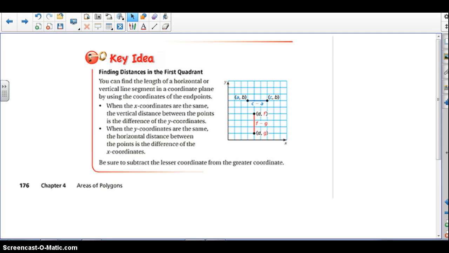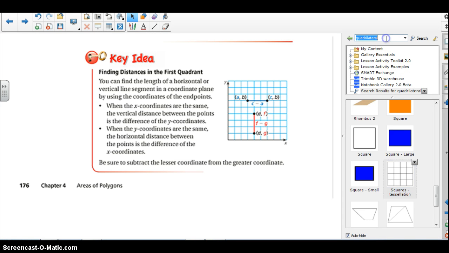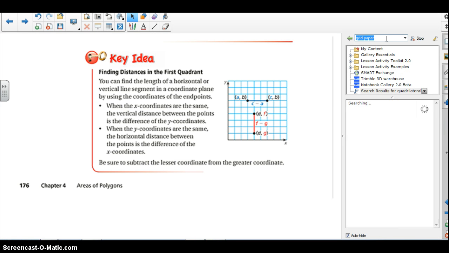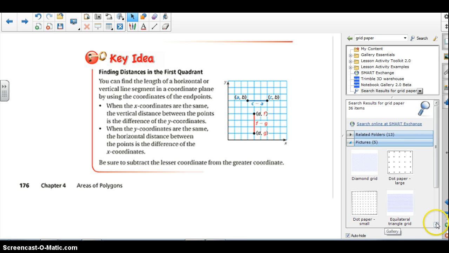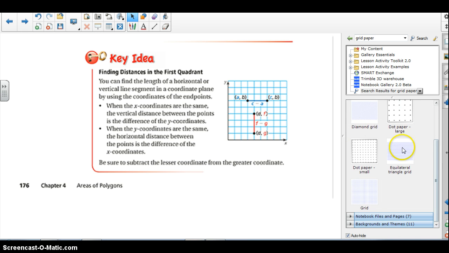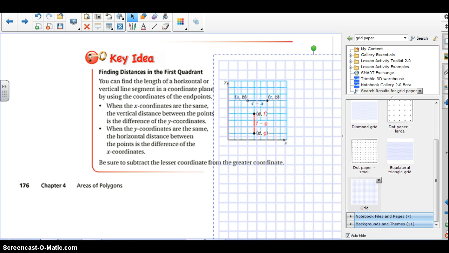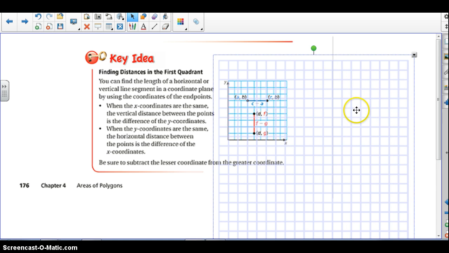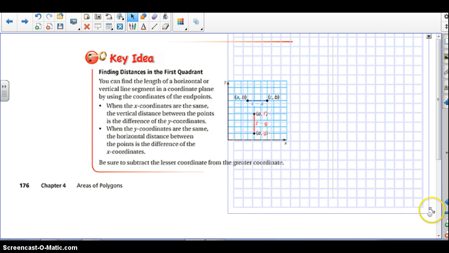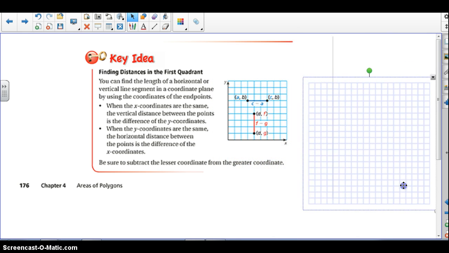Key idea. It says finding distances in the first quadrant. We are only dealing with one quadrant right now. A quadrant would be if you had a grid, let me insert a grid here, and it was split into 4 parts. Let's do a grid. I don't know if this is already done or not, but let's take a look. All right, let's make this a little smaller and put it over here.